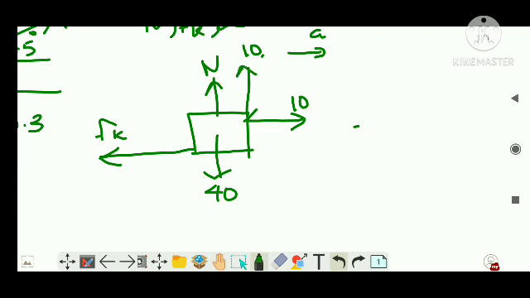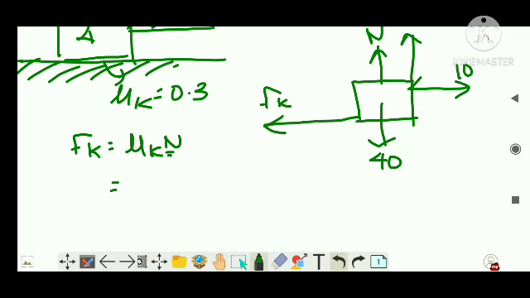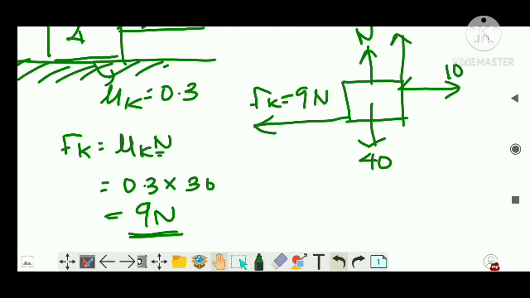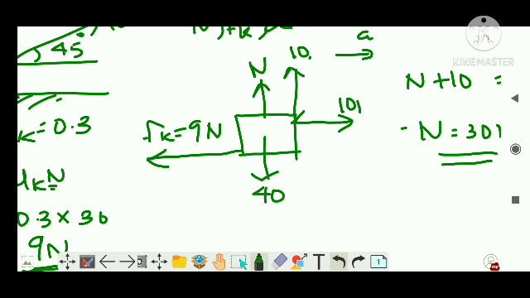So this 10 is in this direction now. So N plus 10 is equal to 40, right? Or N is equal to 30 Newton, right? Now use that value here. Fk, mu k is 0.3 and N is what? 30 Newton. You will get 9 Newton as frictional force. So this much force is pulling that object backwards and 10 Newton is pulling it forward, right? 10 Newton is pulling it forward, right?